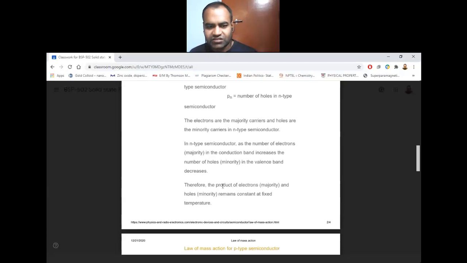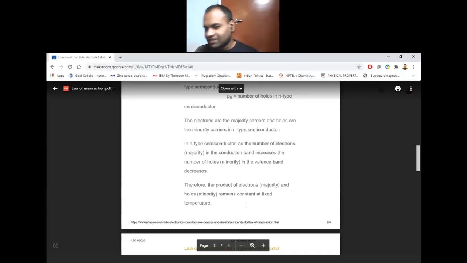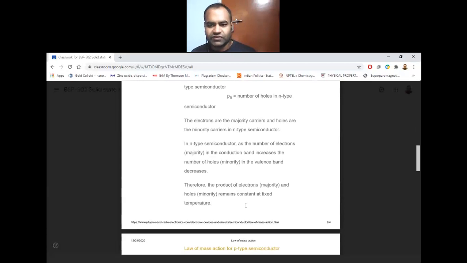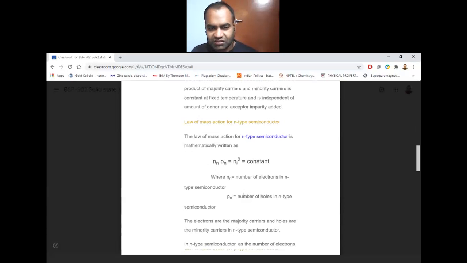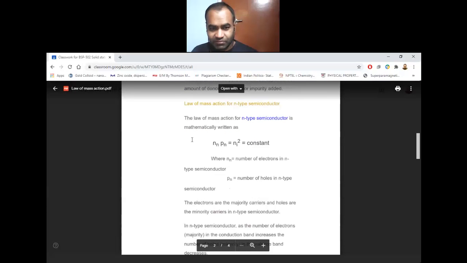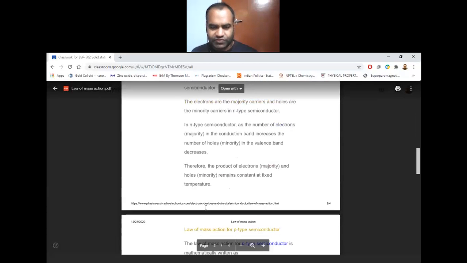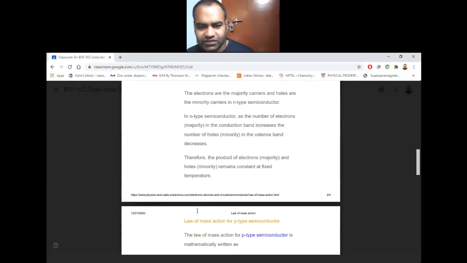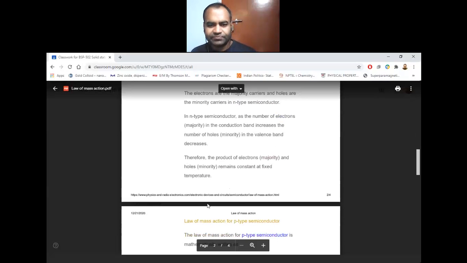So that there is little or no variation in the number of electrons in the conduction band. That is why we are writing fixed temperature. The more the temperature, the more difficult it will be. If you keep on increasing the temperature, it will be difficult to follow this law of mass action, because in that case continuously the values of n and p will be varying. Therefore your temperature should be fixed.